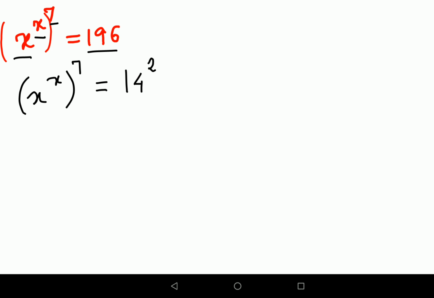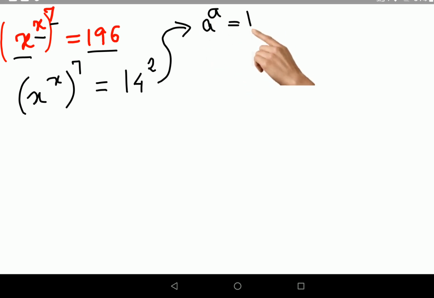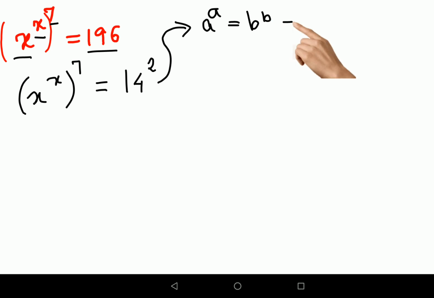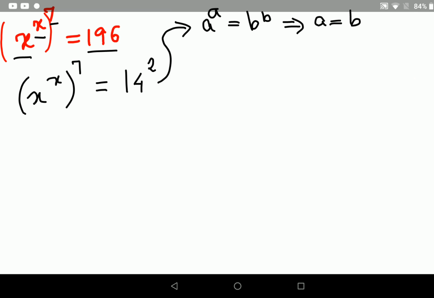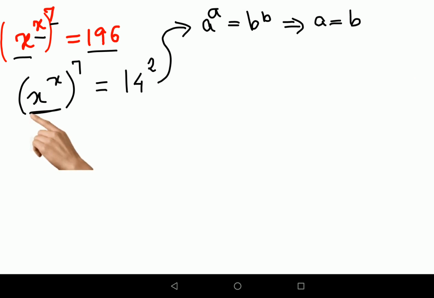But still, if you look, the question has to be simplified in the form of a^a = b^b. Only then can I say that a equals b. Means the variable side of your question should look in the form where the base and index are the same.